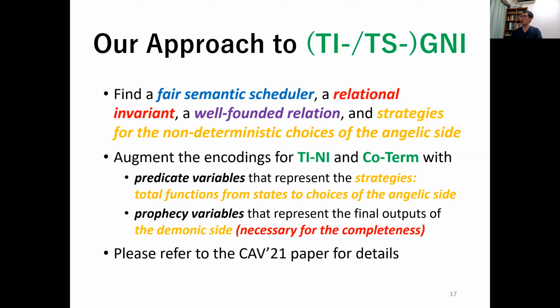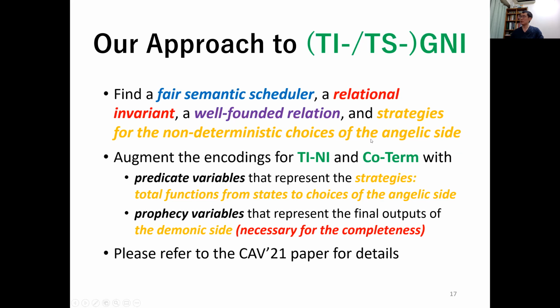So how do we verify GNI? Again, I will reduce the problem to constraint solving. And the idea here is to find, as before, a fair semantic scheduler, a relational invariant, and a well-founded relation, as in the previous two examples. In addition, we will also infer strategies for the non-deterministic choices of the angelic side.